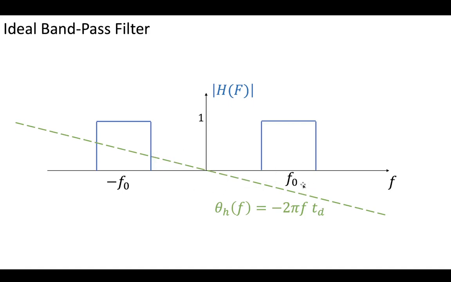Over your band of interest that you're allowing to pass, there's no amplitude change. And then over the entire set of frequencies, you have a constant slope, a constant time delay. So therefore, all components that pass through this, regardless of the frequency, have the same time delay.